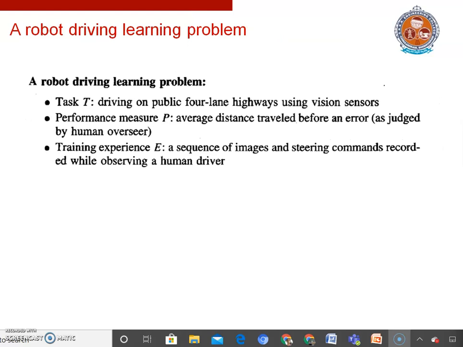Another example is the robot driving learning problem. Here the task is that the robot has to drive on public highways using vision sensors. The performance measure is the average distance traveled before making an error. And the robot can gain its experience by using a sequence of images and steering commands recorded by the robot while observing the human driver.